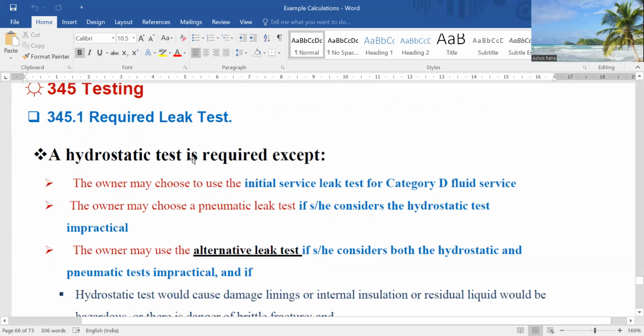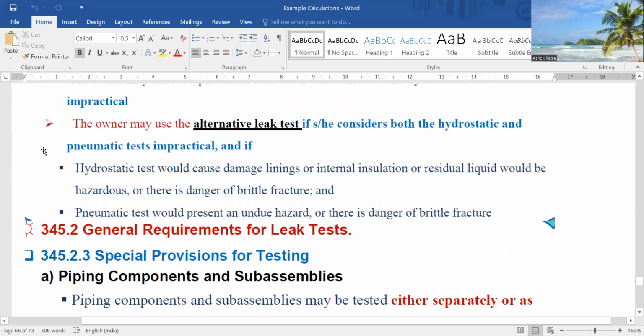Required leak test: hydrostatic test is required, except the owner may choose to use the initial service leak test for category D fluid service. The owner may choose the pneumatic leak test if he or she considers the hydrostatic test impractical. The owner may use the alternative leak test if he considers both hydrostatic and pneumatic tests impractical, and if hydrostatic test would cause damage to lining or internal insulation, residual liquid would be hazardous, or there is danger of brittle fracture, and pneumatic test would present an undue hazard, or there is a danger of brittle fracture.